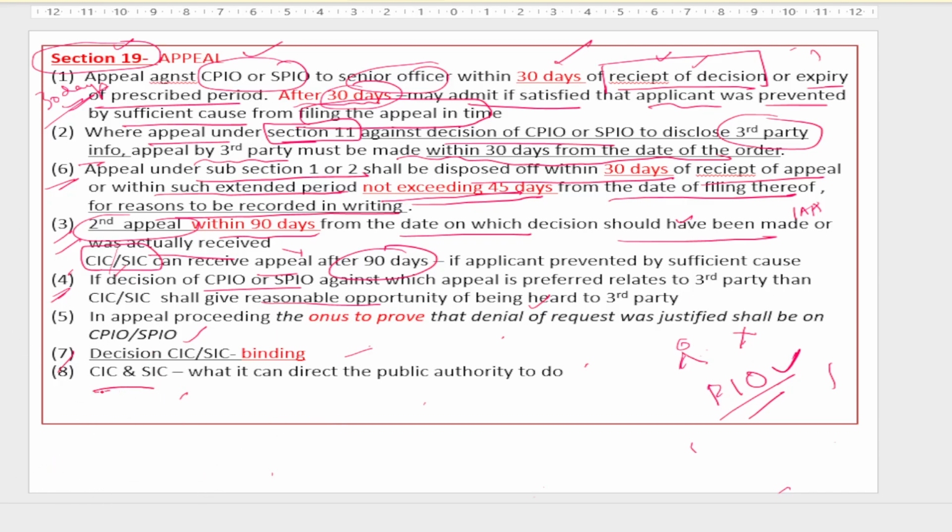So what directions can the Central Information Commission or the State Information Commission give to the public authority? It is dealt with under section 19 subclause 8 of the RTI Act. What can the Information Commission direct the public authority to do? We will just cover all these provisions in brief.